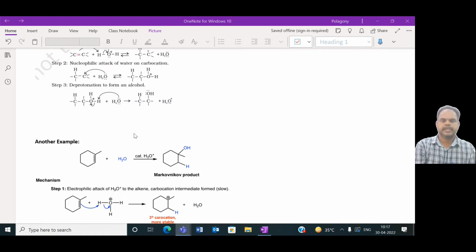So in this mechanism, the catalyst is again reproduced. The deprotonation is facilitated by the bisulfate ion, or the water molecule takes up the proton to form the hydronium ion again. So this hydronium ion combines with the bisulfate ion to form the acid.